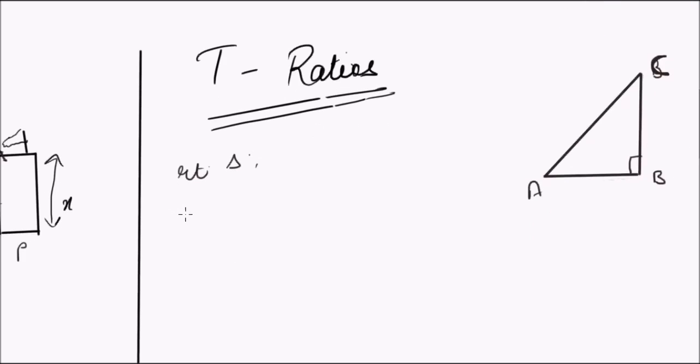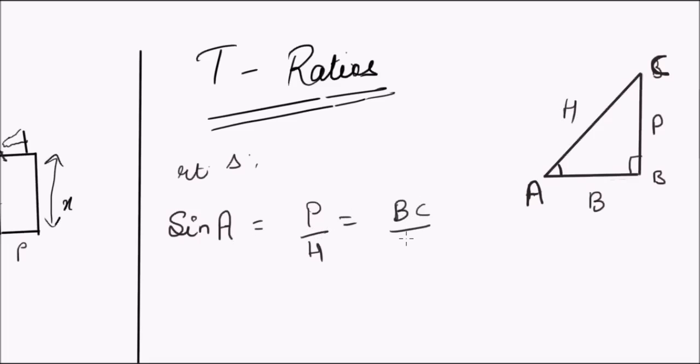So the first ratio is sine of an angle. Say this is our angle A at which we have to find out the ratios. Then sine of A will mean perpendicular over hypotenuse. Now this line BC is perpendicular, AB is base and AC is hypotenuse. Thus sine of A will be BC over AC.